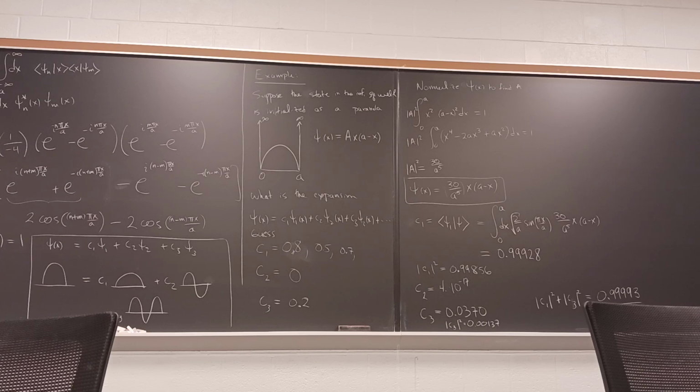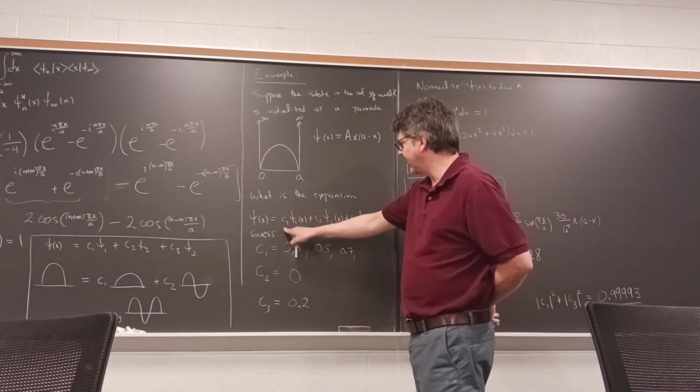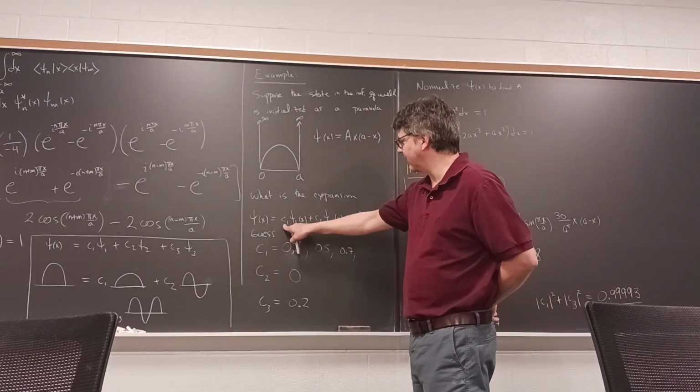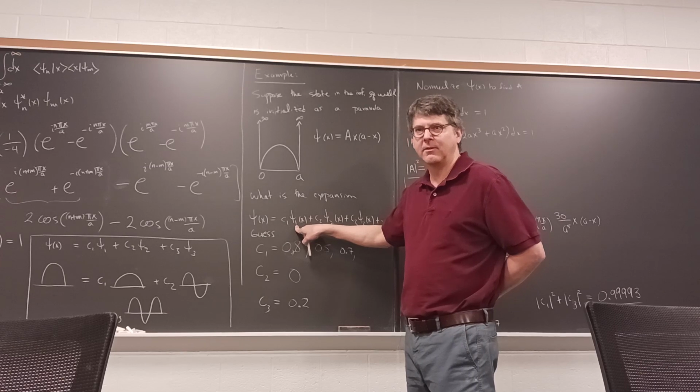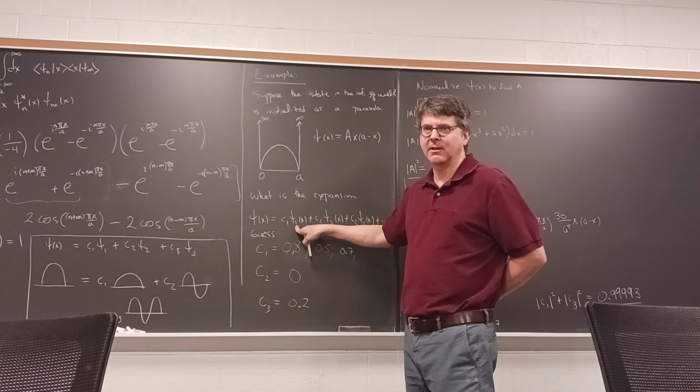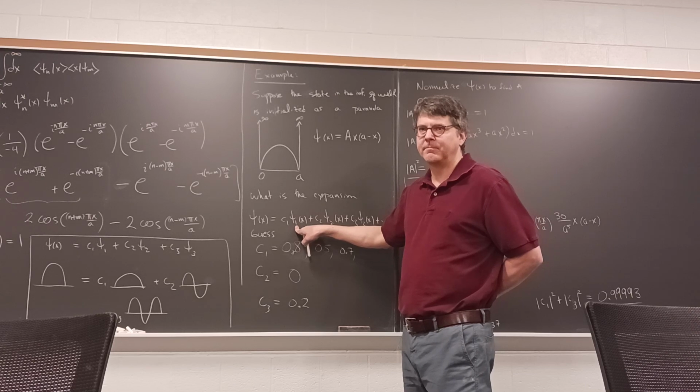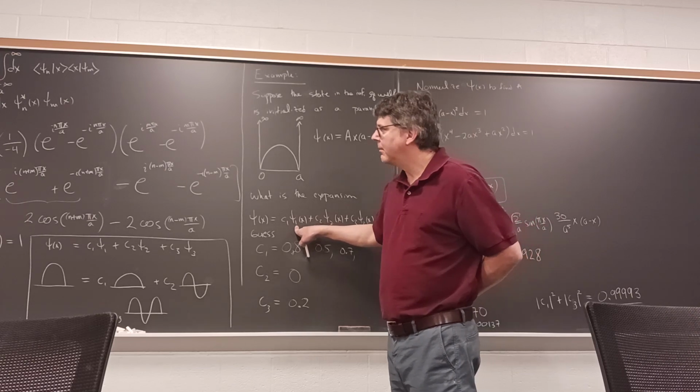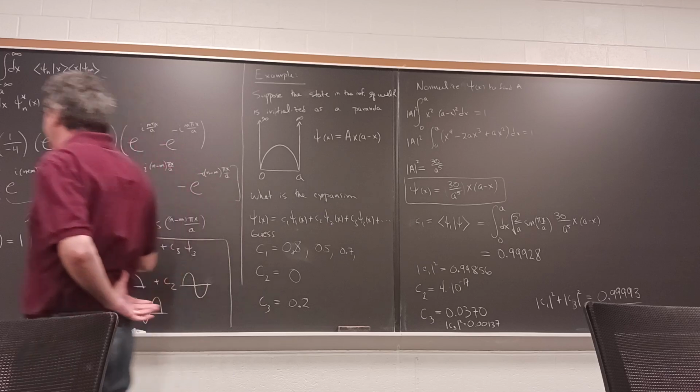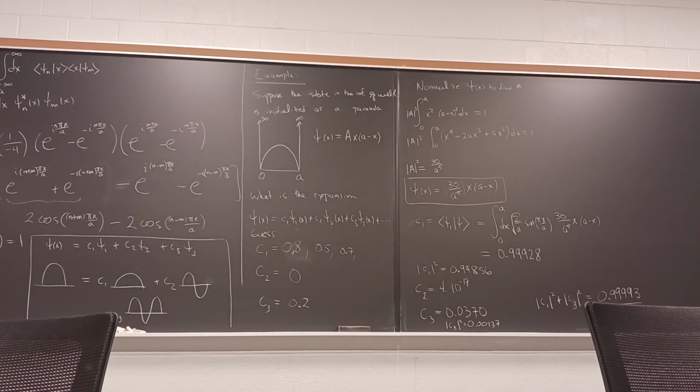Okay, hold on. So you said that C1 is the ground state? The magnitude of C1 squared is the probability that a measurement would find you in the ground state. So these are energy levels, not just arbitrary states. Yeah, these states have energies. Remember, that was n squared pi squared h bar squared over 2ma squared. I remember now.